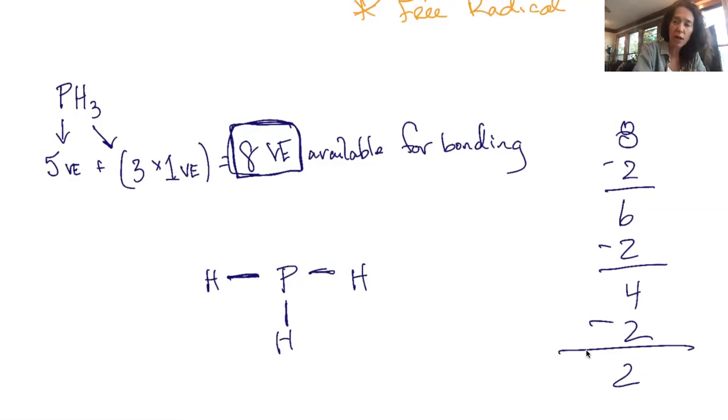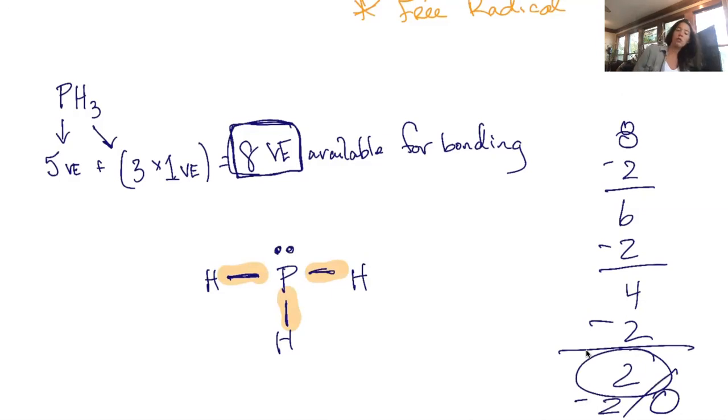Let's look at our central atom. Let's count the electrons around him. He's got 2, 4, 6. Well, the goal is to have 8. There happens to be 2 left over, right? Those 2 right here. So let's put them right there. They're not bonded. So they are lone pairs.